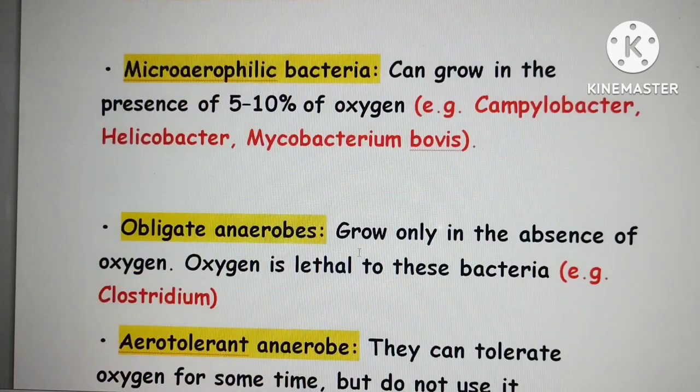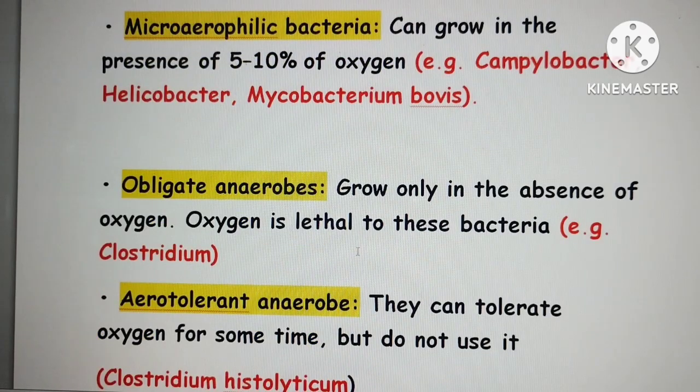Next, the obligate anaerobe. I told you, obligate anaerobe means no oxygen. They can grow only in the absence of oxygen. Here the example is Clostridium. So even in sleep, if they are asking for obligate anaerobe, you want to know it is Clostridium.